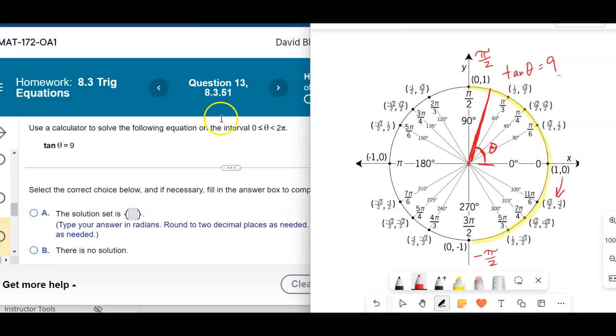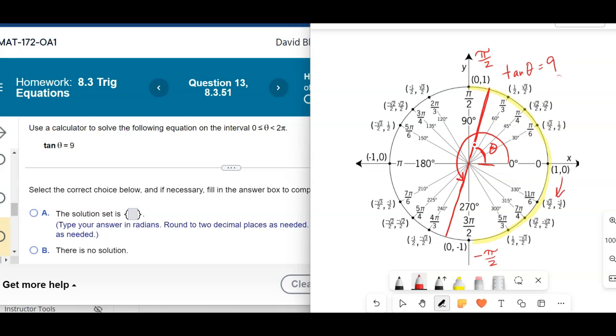But notice this says 0 to 2 pi. So where does it happen again? That's where you've got to understand what tangent is. It's the slope of this line. That's why it's undefined when it's vertical. Vertical lines have an undefined slope. So tangent's the slope of that line, and if that's a line, just continue the line on. Notice we go into quadrant 3, and for this angle, the tangent would also equal 9.